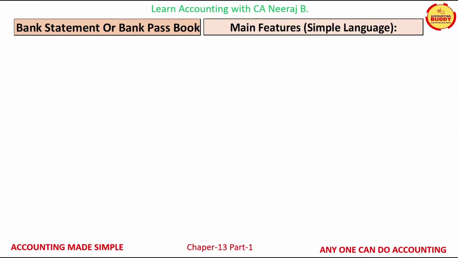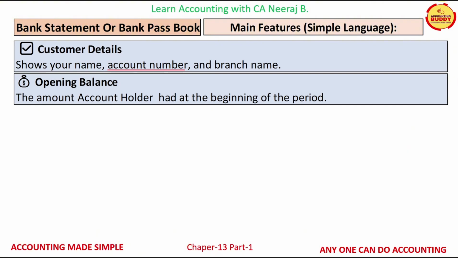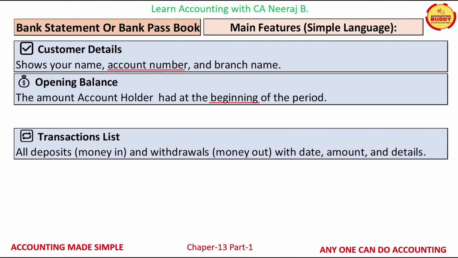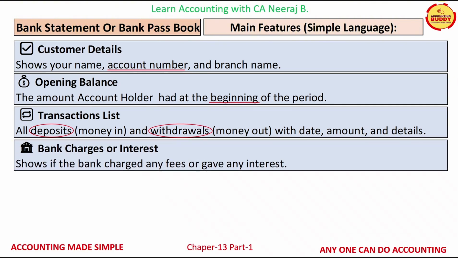Main features of the bank statement or the bank passbook are: it shows customer details, that is the name of the customer, its account number and the name of the bank branch in which the account is maintained. It also shows the opening balance of the account holder at the beginning of the period. Bank statement shows the complete list of all the deposits and withdrawals from the bank account with date and each transaction details. Bank statement also shows if the bank has charged any fee or has given any interest.